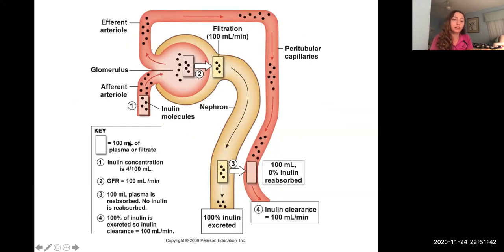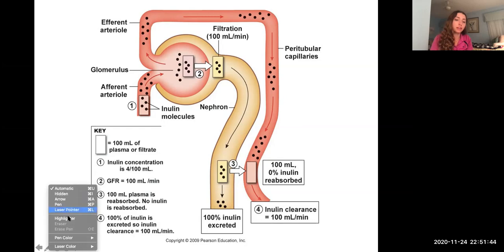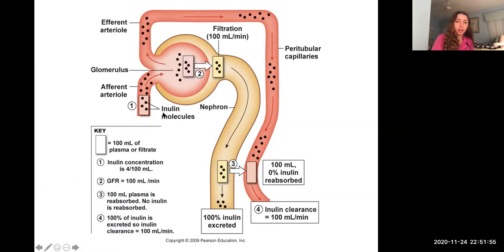Wait, where's my little clicker thingy? I have a little button thingy. What color? Red. Red? Okay. Well, it's already red. That's lame. Okay, inulin. Oh, never mind. It's not red. It's not any color.